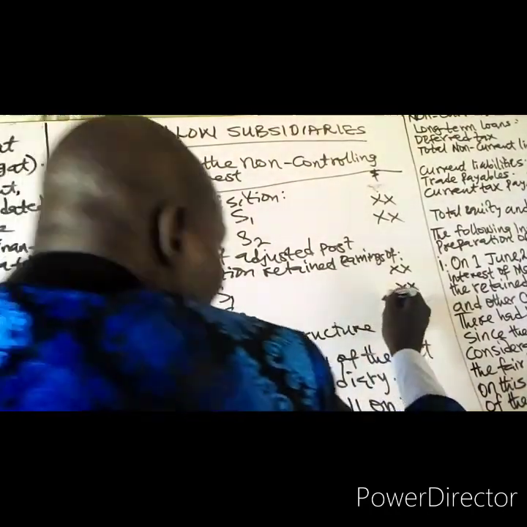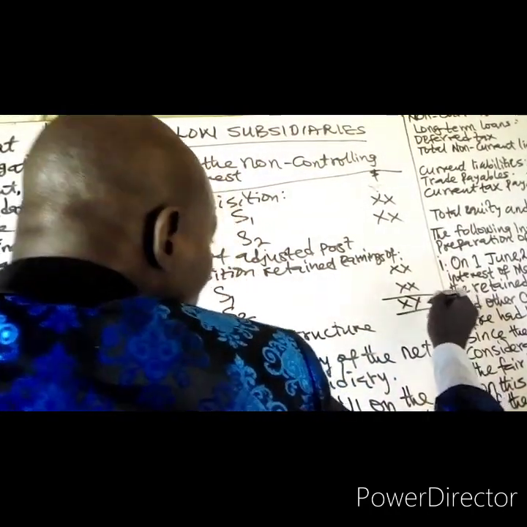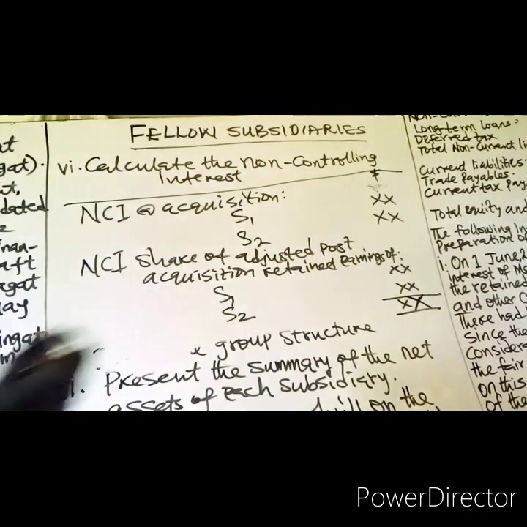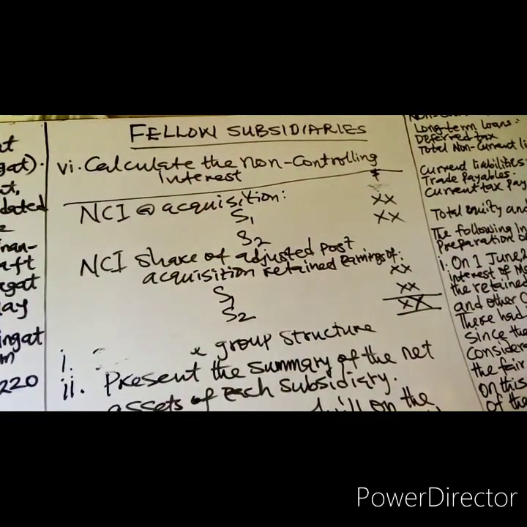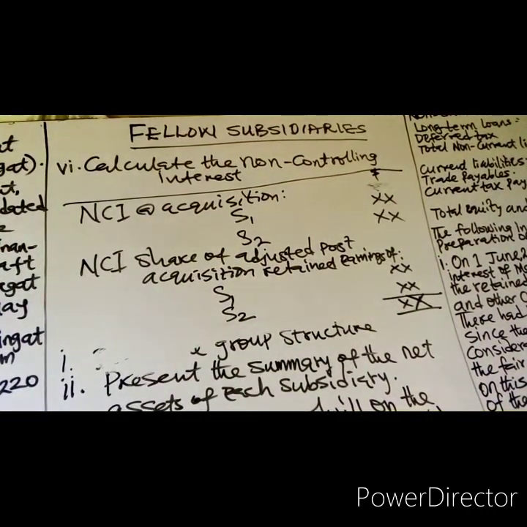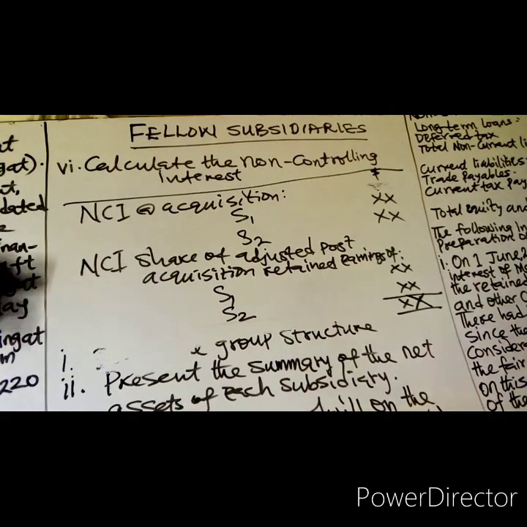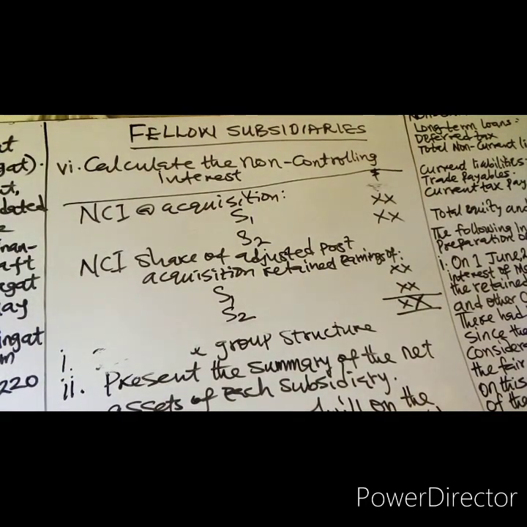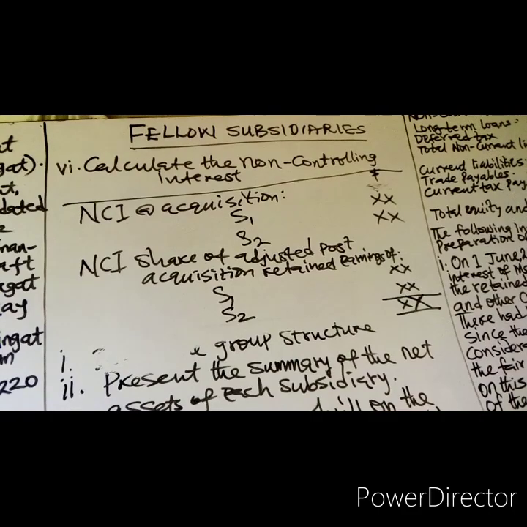So when you add it, you have the NCI that will appear in the consolidated statement of financial position. That is the procedure. These are the procedures for consolidating fellow subsidiaries.